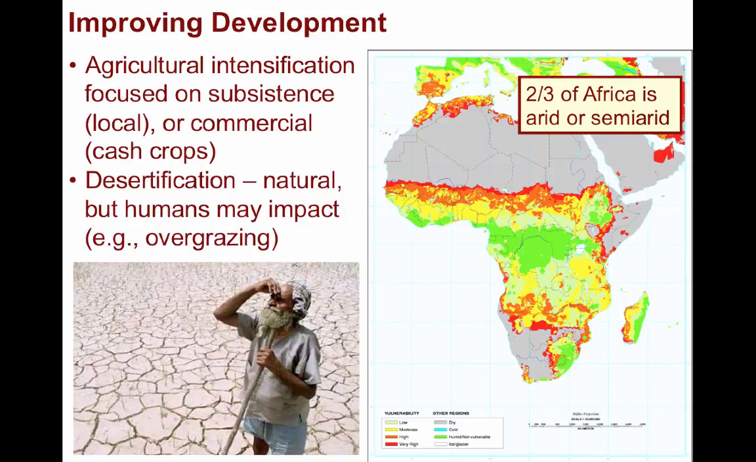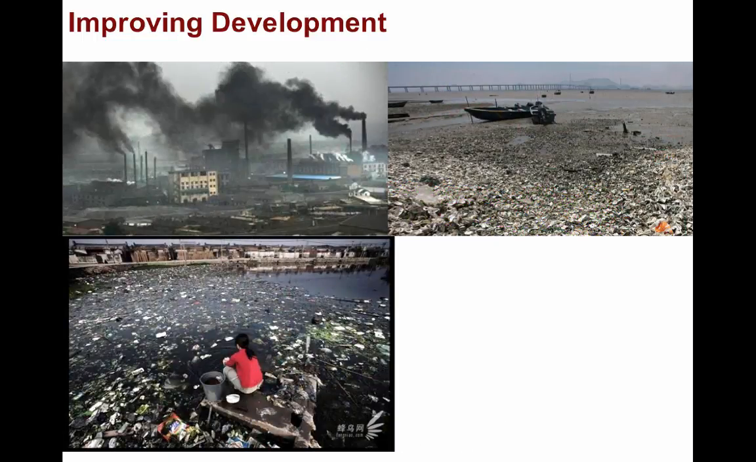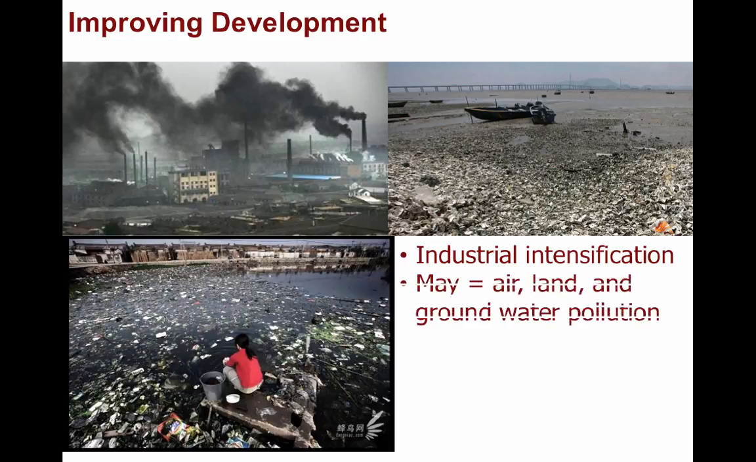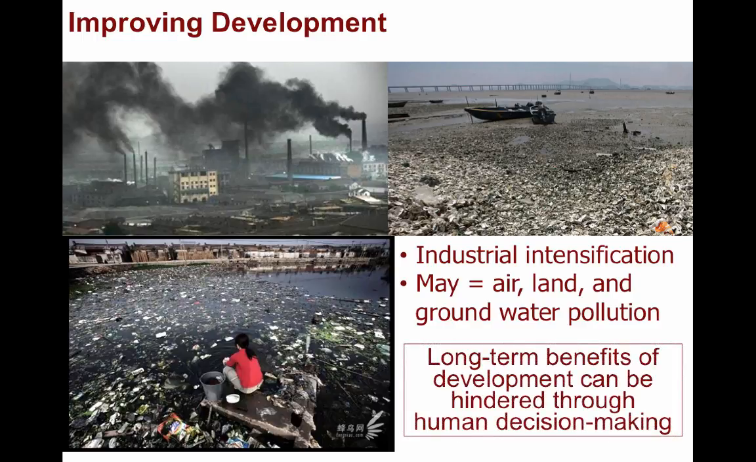Peripheral states may also develop through the intensification of secondary activities. However, industrial production also leads to increased air, land, and groundwater pollution. With lax environmental standards, the long-term benefits of development can be drastically hindered through human activities and short-sighted decision-making.